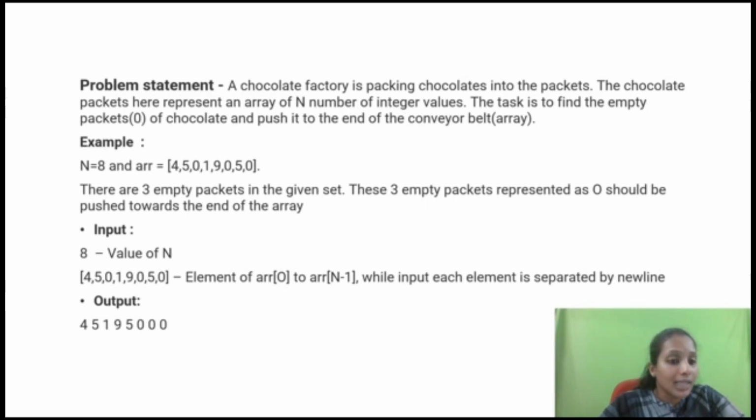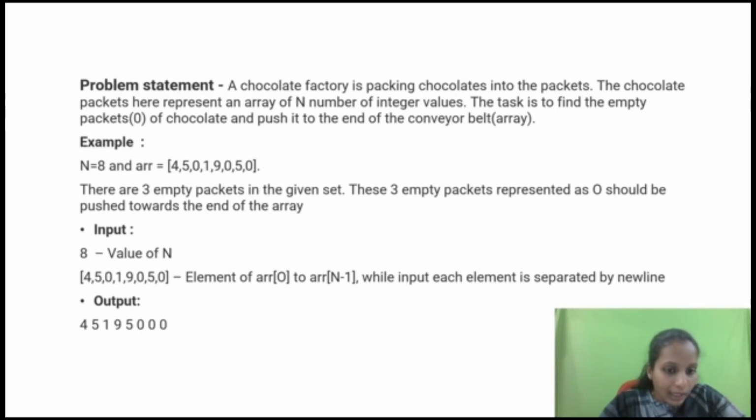So here if you can see the example, n value is 8 and the array is given. 8 elements in the array are given. So there are 3 empty packets in the given set. The third packet is empty, then the sixth packet is empty and the eighth packet is empty. All these empty packets are to be put at the end so that they can be refilled.